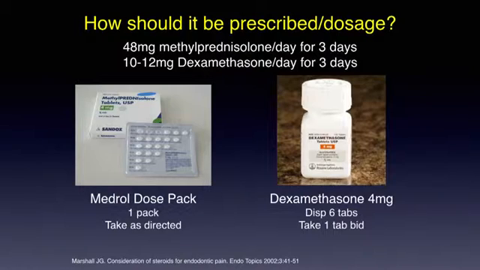It comes as a 6-day course. The first day, 6 tablets are taken. Each day, the dose is decreased by 1 tablet until it's gone. Marshall's recommendation for dexamethasone is 10 to 12 milligrams per day for 3 days. I typically give about 8 milligrams a day, so a slightly lower dosage. They come in 4 milligram tablets, so if you wanted to increase to 12 milligrams a day, you could write the script for 3 times a day as opposed to twice a day.